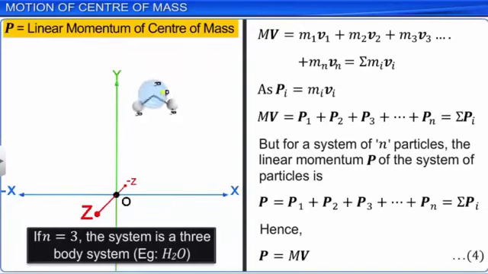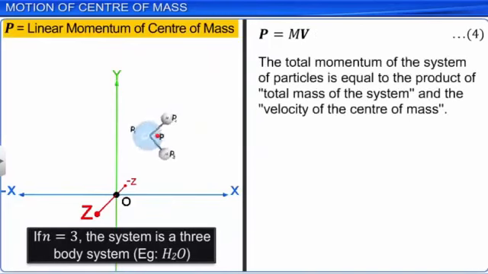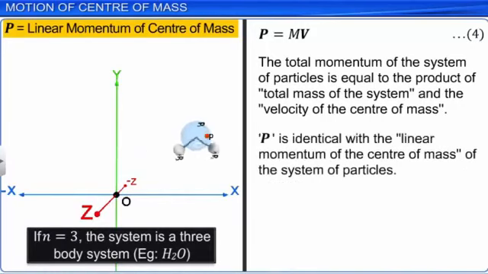The total momentum of the system of particles is equal to the product of the total mass of the system and the velocity of the center of mass. P is identical to the linear momentum of the center of mass of the system of particles.